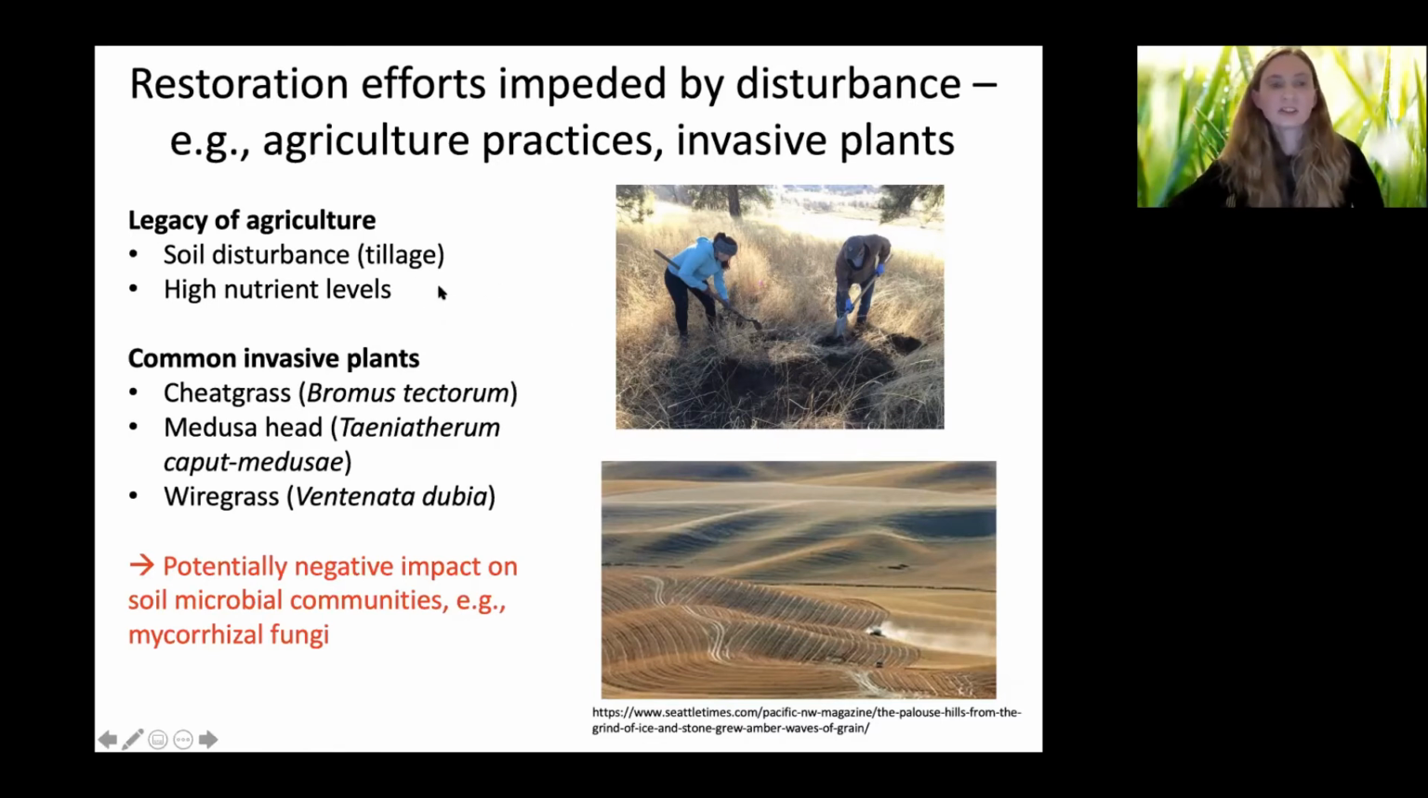So a lot of these restorations take place on areas that were former agricultural land that have had decades of tillage and monocultures and fertilizer applications, all of which can have negative impacts on soil organisms and mycorrhizal fungi in particular. There are also some pretty aggressive invasive plants in the area. So cheatgrass, medusahead, and wiregrass are some of the biggest invasive plant species that the people who are trying to do restorations are contending with. And so with all of these things, these could have potentially negative impacts on soil microbial communities.